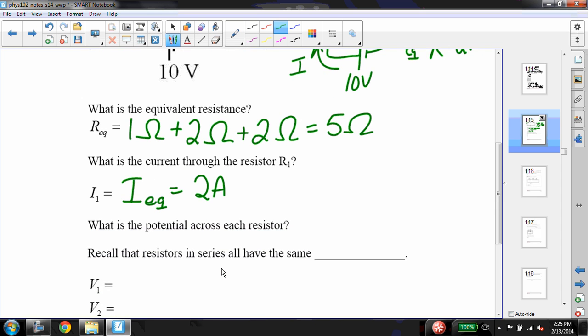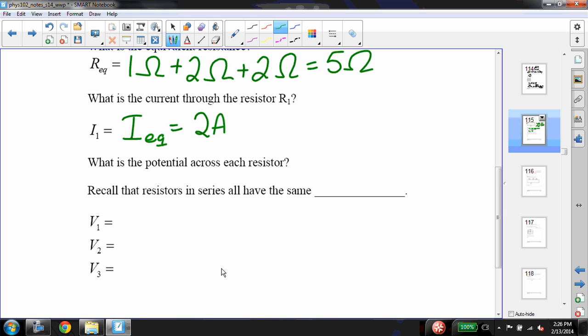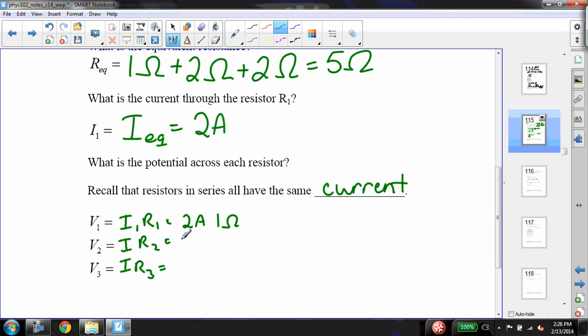And then if I want to know the potential across each resistor, well, we may recall that resistors in series all have the same current. So I'm just going to calculate IR for each of them because I know their resistance and I know their current. Now let's see, I had a 1 ohm, 2 amps. For the first one, 2 amps and 2 ohms. For the second one, 2 amps and 2 ohms. For the next one, and then that'll give me the voltage.